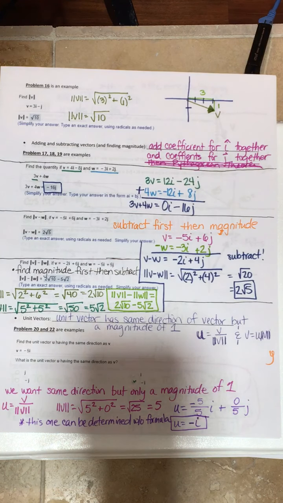Okay, we're going to find the magnitude of one of them after we subtract them, and then we're going to find the magnitude of two vectors and then subtract them. I'll show you the difference of those in just a second.